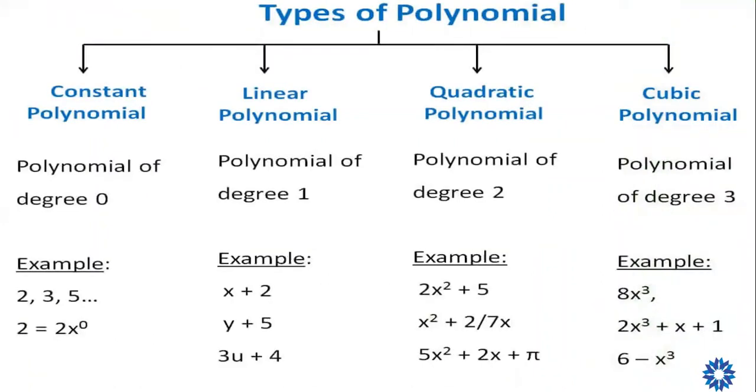Types of polynomial based on degree. Constant polynomial: polynomial of degree 0. Already we discussed, linear means if degree is 1, linear; degree 2, quadratic; degree 3, cubic. So if degree is 0, it is a constant polynomial. Constant polynomial means numbers.